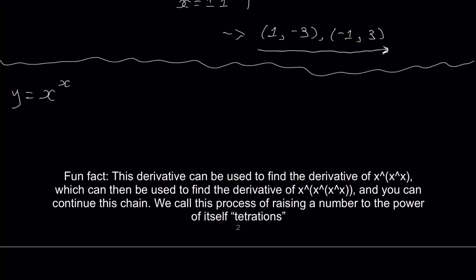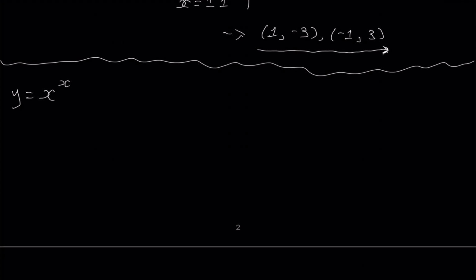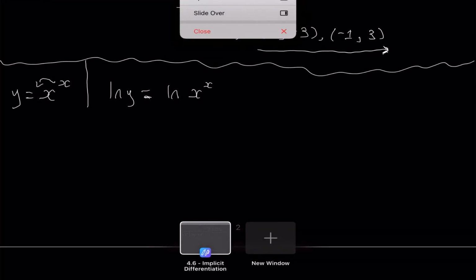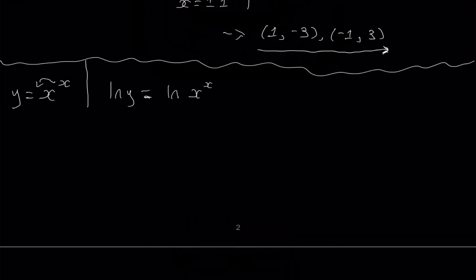So the first thing that we want to do is take this power and bring that down. In order to do that, we're going to want to take the logarithm of both sides of this equation. I'll take the natural logarithm of both sides. The natural logarithm of y is going to be equal to the natural logarithm of x to the x. And by the power rule of logarithms, we know that we can bring this x in the exponent down in front of the logarithm like such.